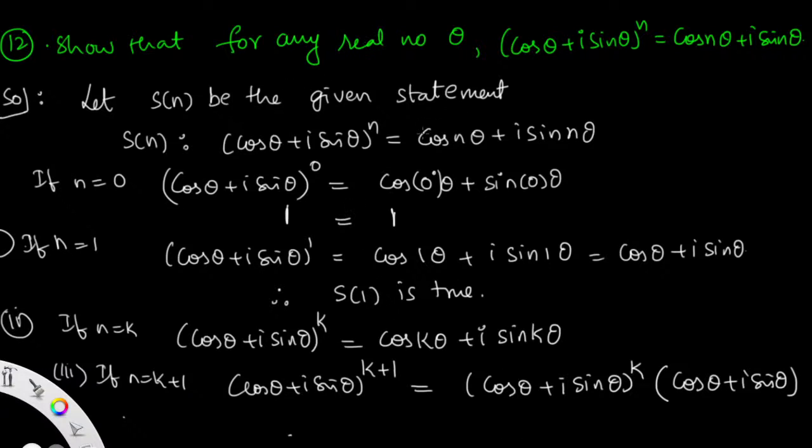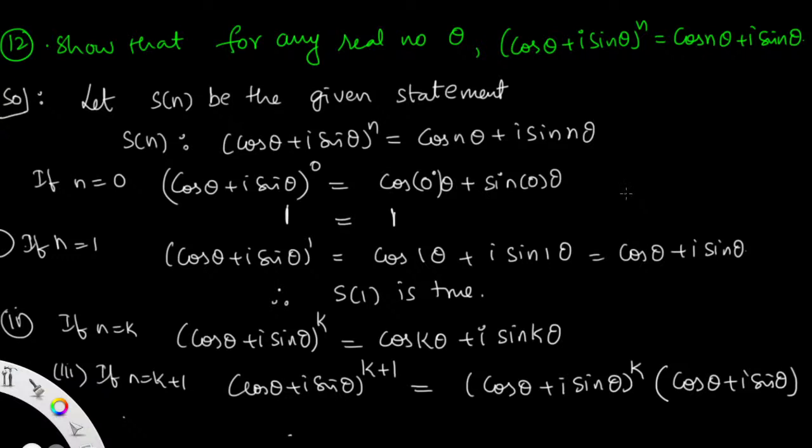So what we have completed: let S of n be the given statement, which we have to write as the statement. Then, since it is an integer, we have to take n equal to 0 also. First we write (cos theta plus i sin theta) to the power of 0 equals cos 0 theta plus i sin 0 theta, which becomes 1. Cos 0 is 1, sin 0 is 0, and anything to the power of 0 is 1. So 1 equals 1. Therefore S of 0 is true.